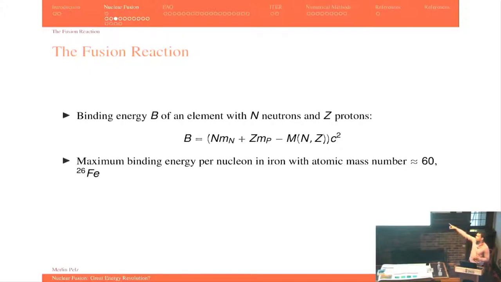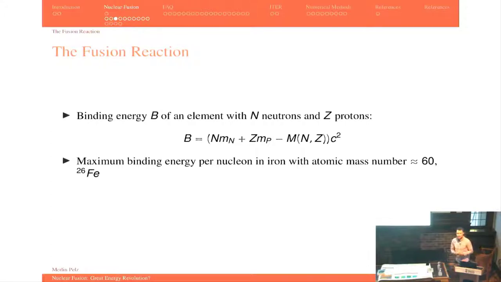Times c squared, where c is the speed of light, and then that's squared. And here I've written m of N, Z, because the mass is a nonlinear function of all its neutrons and protons. So this is the binding energy, and it's positive, because the binding energy is not negative. This is what this describes, because the energy goes into holding the nucleons together.